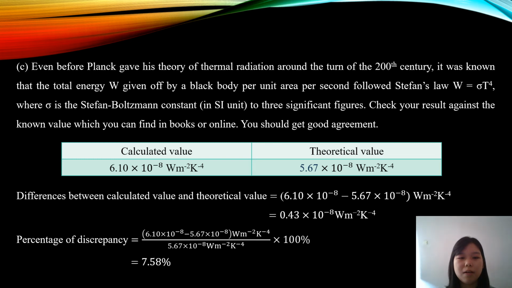So as you can see in the table here, the calculated value is 6.10 times 10 to the power of negative 8 watt per meter squared per Kelvin to the power of 4, whereas the theoretical value is 5.67 times 10 to the power of negative 8 watt per meter squared per Kelvin to the power of 4. So the difference between the calculated value and theoretical value is 0.43 times 10 to the power of negative 8 watt per meter squared per Kelvin to the power of 4. The percentage discrepancy for this case is 7.58%, which shows that the calculated value forms a good agreement with the theoretical value.